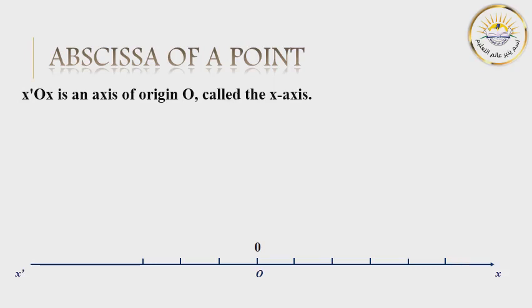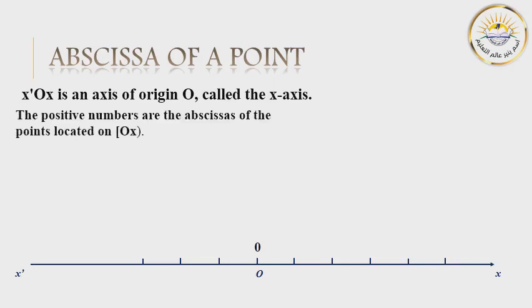So x prime OX starts with x prime from the left, midpoint O, and at the right x. It's called x prime OX, or the x-axis, or the abscissa axis as well. The positive numbers are the abscissas of the points located on OX. All the points that have a positive abscissa are located where? Located to the right of the midpoint. That means between O and X.